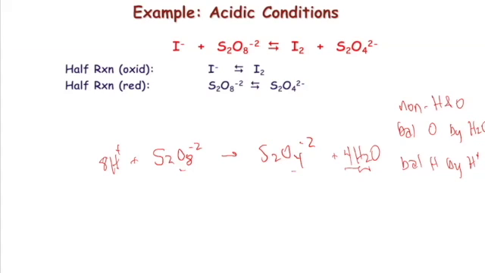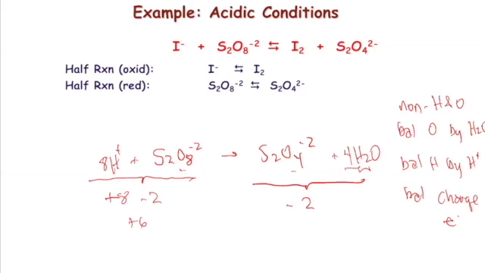Okay, so now we have all the elements balanced. 2 sulfurs on both sides, 8 oxygens on both sides, 8 hydrogens on both sides. We balance the charge next by electrons. And remember, you can only add electrons. You cannot take away electrons. You can only add electrons. So what we need to do is look at this side. This side's plus 8 minus 2. That side's plus 6. This side is negative 2.